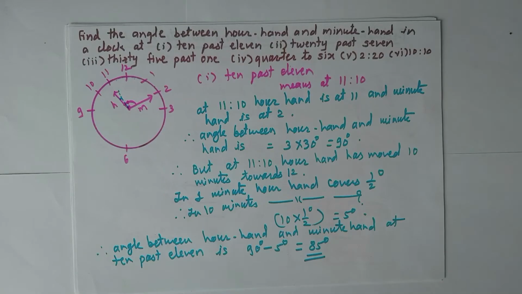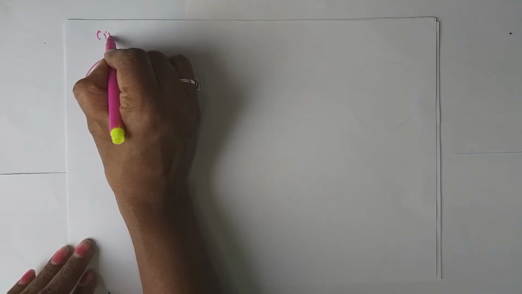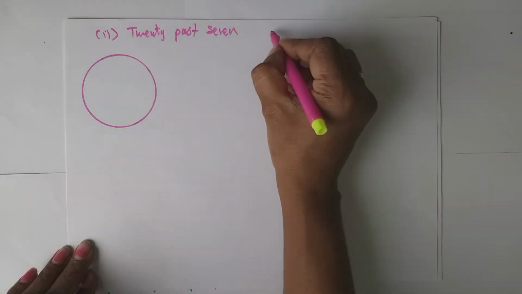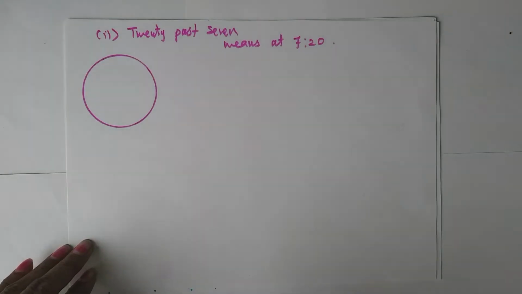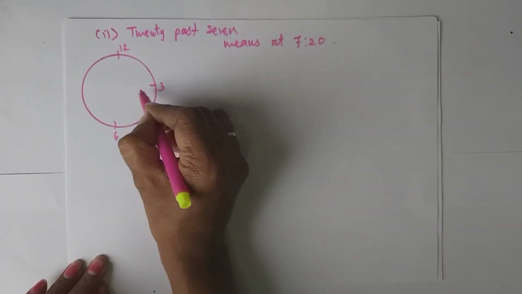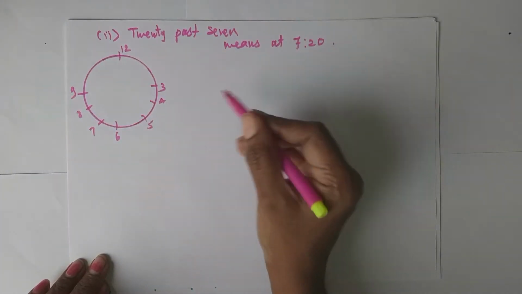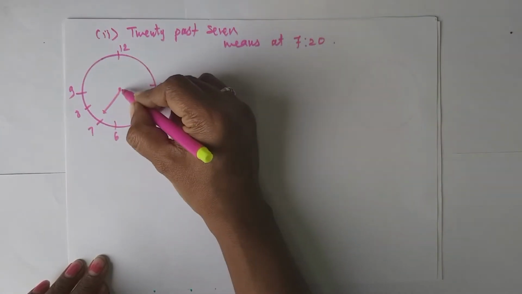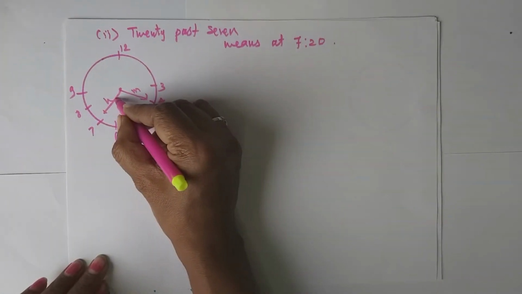Okay. Let's see the next problem. Then what is the second? 20 past 7. What is meant by 20 past 7? This means we have to find angle at 7:20. Again you divide your clock into 12 equal parts. This is 9, this is 4, 5, 7, 8. At 7:20, see here, hour hand will be somewhere here and minute hand at 4. Hour hand at 7 and minute hand at 4. And I have to find this angle.